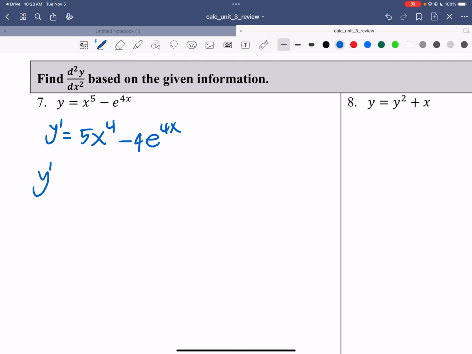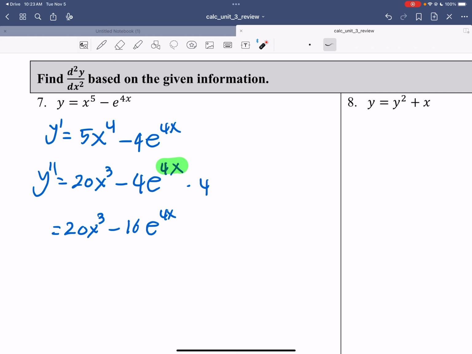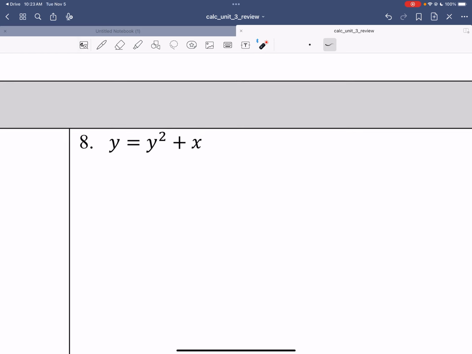Now let's differentiate one more time. So it's going to be 4 times 5, which is 20, x to the third power, minus, here, let me show you what I did. 4e to the 4x times the derivative of 4x, which is 4, which you are going to get negative 4 times 4, 16. If you don't get this one, just pause the video, think twice, okay? Then you'll get it. Question number 8.